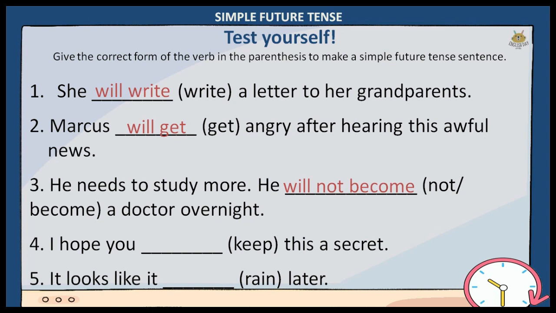Number 4, I hope you blank this a secret. If you answered will keep, then you are correct. I hope you will keep this a secret. And lastly, it looks like it blank later. If you answered it looks like it will rain later, then you are correct.